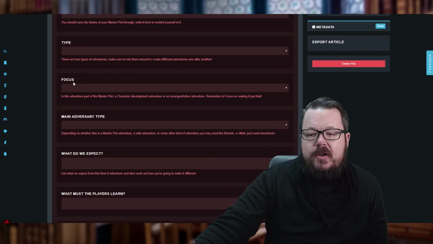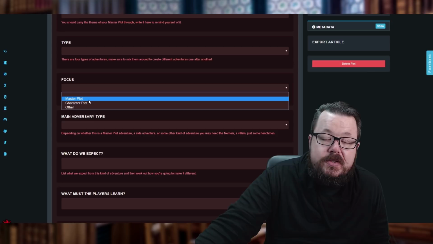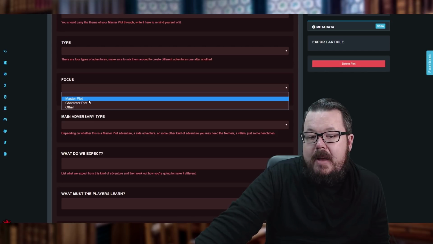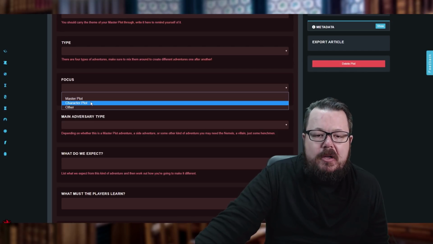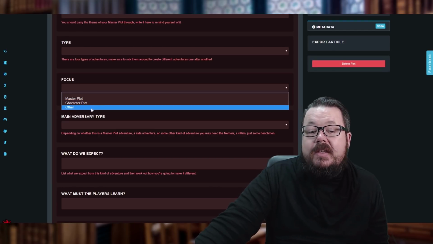When you look at the focus, what is the focus of this adventure? Is it master plot, so it centers around your actual main campaign? Is it a character plot, so it's something that the characters want to explore in their own backstories? Is it other?